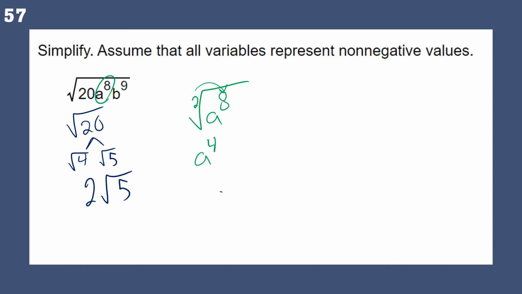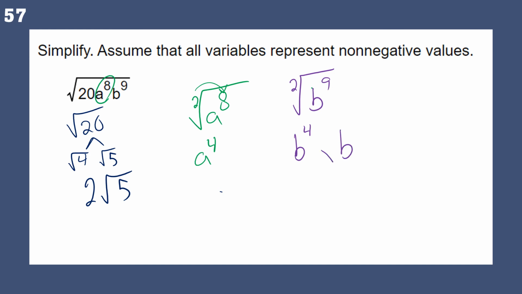Well, I'd have 4 groups of 2, or in other words, 8 divided by 2 is 4, so I get a to the 4th. Now, the last one we have to talk about is b to the 9th, and that's still a square root. And you'll notice if we try to group up 9 in groups of 2, there's 1 left over. We'd end up with 4 groups of 2 for b's, but there'd be one b that couldn't pair up because there's an odd number.